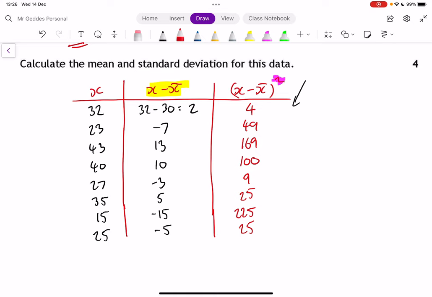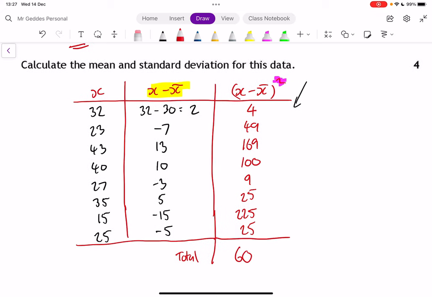Anybody remember what to do after that? Okay. Well, this is why we're doing this just now, guys. I need the total of that last column. So you're going to grab the calculator again. No prizes for guessing what paper this is going to come in. 4 plus 49 plus 169, plus 100, plus 9, plus 25, plus 225, plus 25. Can you double check, guys? Somebody double check that you get 606. That is what I'm getting. Please, somebody check that for me. I get 606. Please just check.